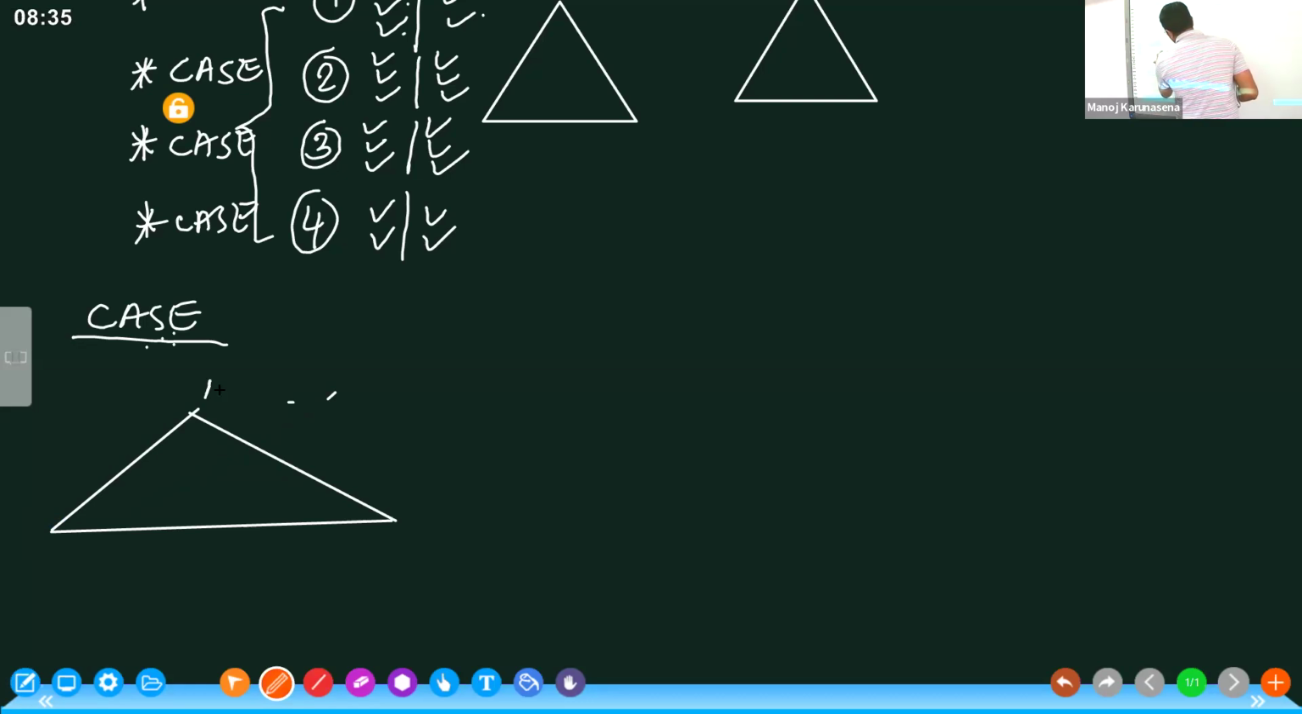I want you to draw a triangle ABC. Let's say this side is 3 centimeters, this one 5 centimeters, and the magnitude of this angle is 30 degrees. This side is 7 centimeters.